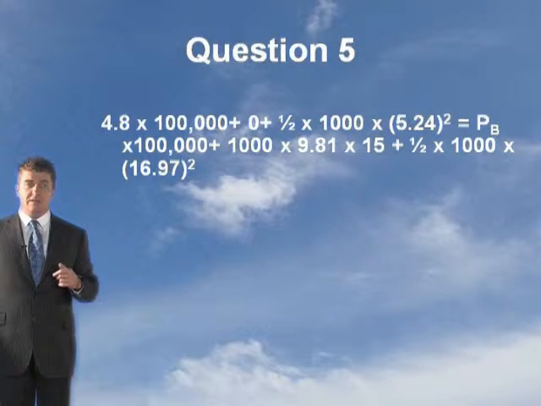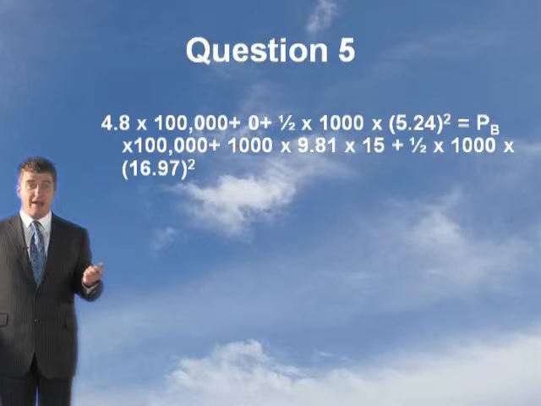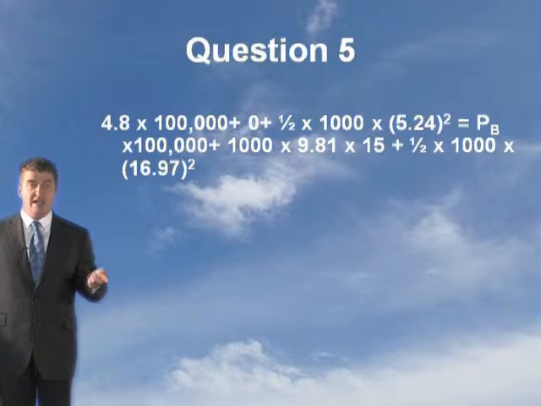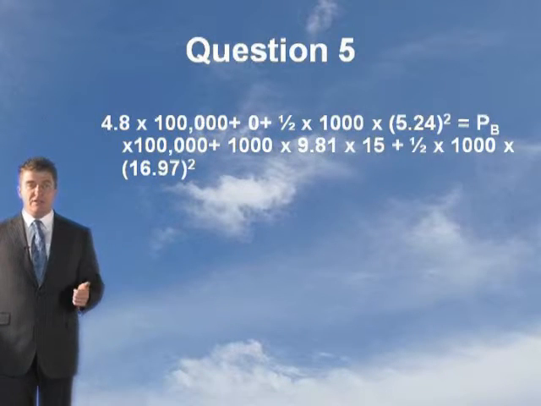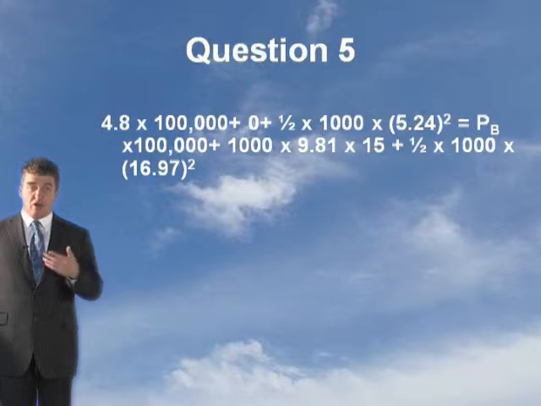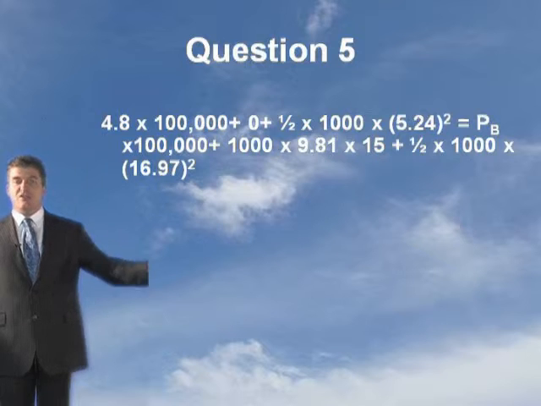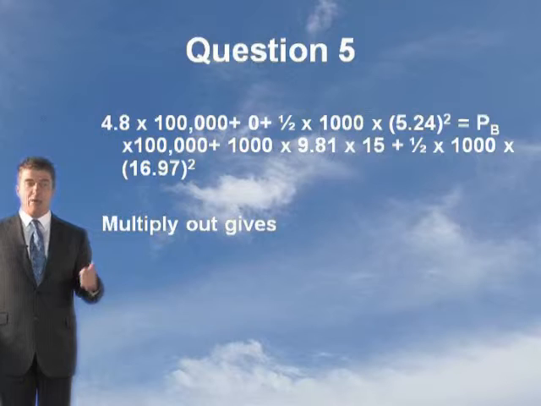And that equals PB, that's the pressure at the branch, point B, times 100,000, plus the potential energy at the top of the branch, which is 1,000, which is the density, times 9.81, which is g, times 15, because it's 15 metres. You're 15 metres above the pump, it's got potential energy, plus, now we need the velocity energy at the nozzle, half times 1,000 times 16.97 squared. So you've substituted in all known values into the formula. If you multiply these out, you get this.